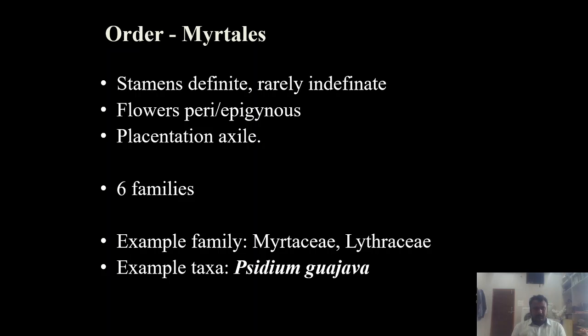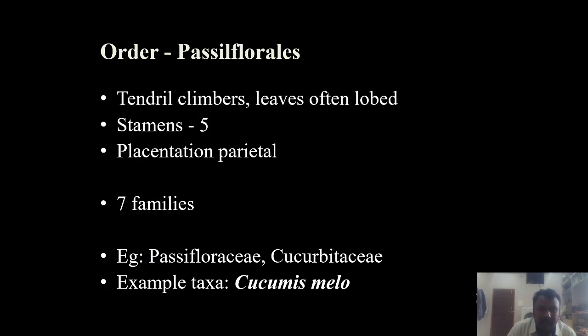Now, Myrtales. Stamens are definite in number again, rarely indefinite, very rarely. Flowers perigynous or epigynous, but placentation is axile. There are 6 families identified. Myrtaceae, Lythraceae are some of the examples, and Psidium guajava, that is guava fruit, is one of the examples for this.